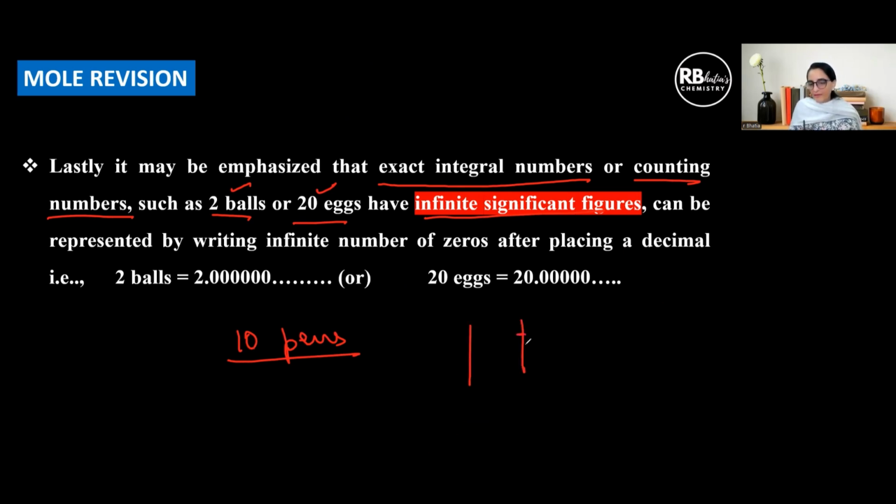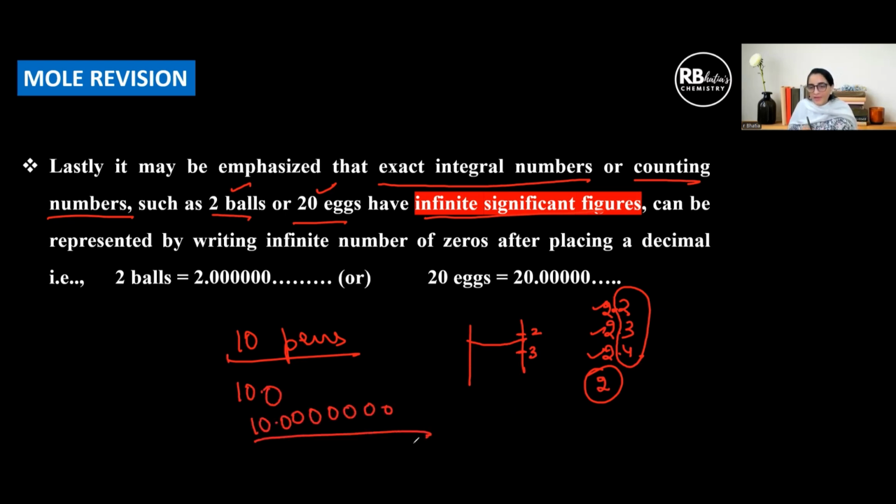Like supposing I have a reading here, and this is 2, this is 3. Now some might count this as 2.3. Some might consider this as 2.4. Some may take it as 2.2. So this second decimal place is going to be uncertain. This will be certain. So we are going to say this is 2 significant figures. But in case I'm counting something as 10 pens, then 10 pens can be expressed as 10.0, 10.00000, any number of zeros, which means this has infinite number of significant figures. There's basically no error in counting numbers, pure counting numbers. So any of these pure counting numbers will have infinite significant figures.